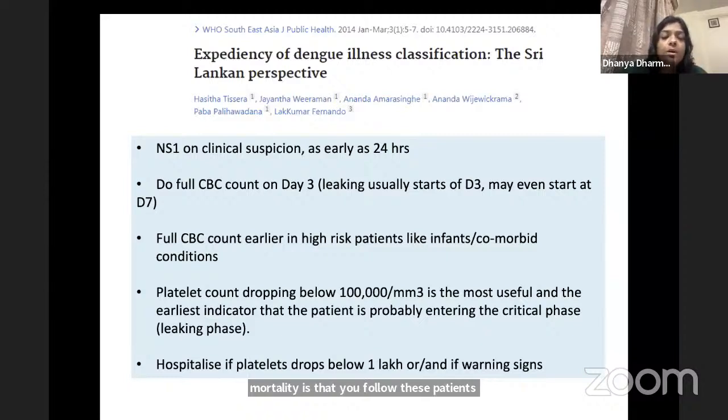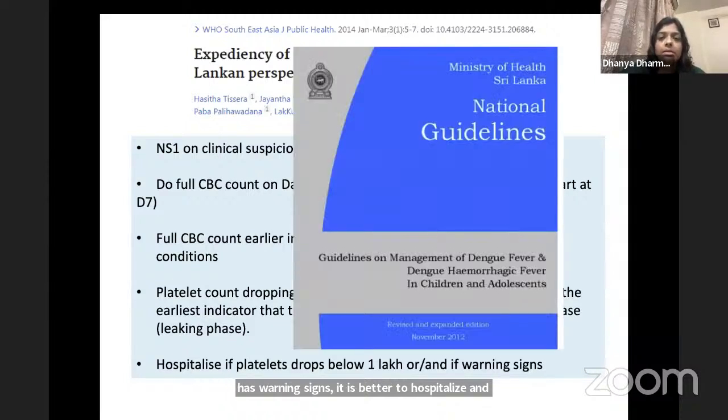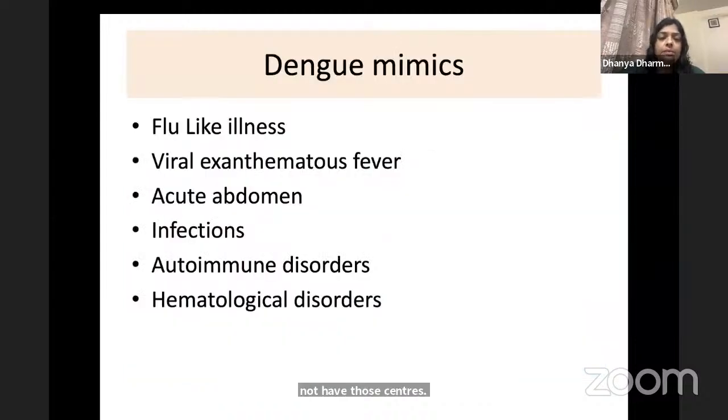But in infants or comorbid conditions, you do a full CBC count just at the first point of contact. And if the platelet count drops below 1 lakh, it is a very early indicator that probably the patient is entering the critical phase. If the platelets are below 1 lakh, or if the child has warning signs, it is better to hospitalize and closely monitor. So this is available on the website, and through their data they have proven that those centers do not have any mortality due to dengue so far.